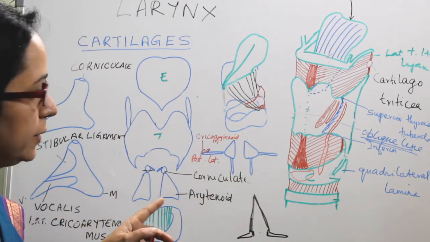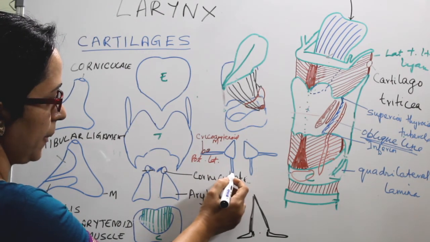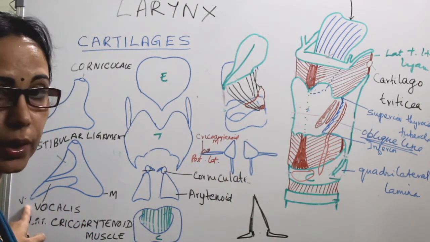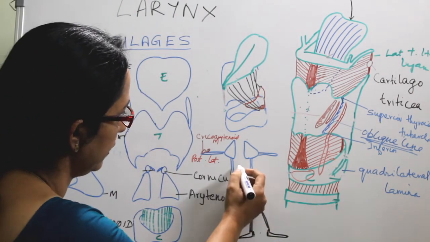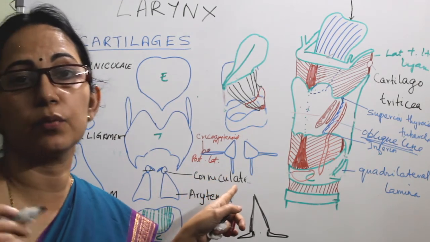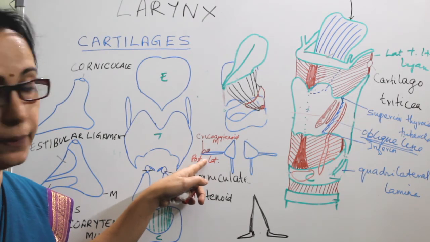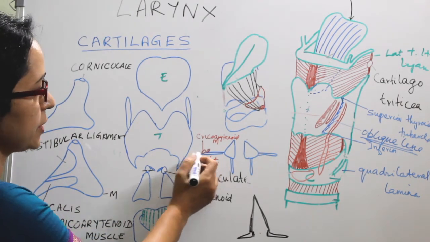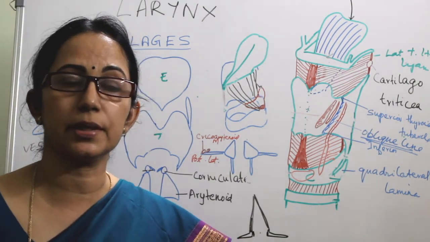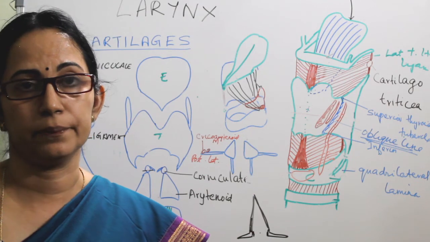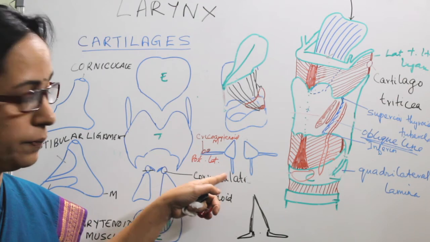In the lateral part there are two projections. One is a forward projection, that is the vocal process, and to the vocal process attaches the vocal ligament. It has also a muscular process laterally, and to this muscular process attach the cricoarytenoid muscles, both the posterior cricoarytenoid muscle and also the lateral cricoarytenoid muscle. So the muscular process and also the vocal process.